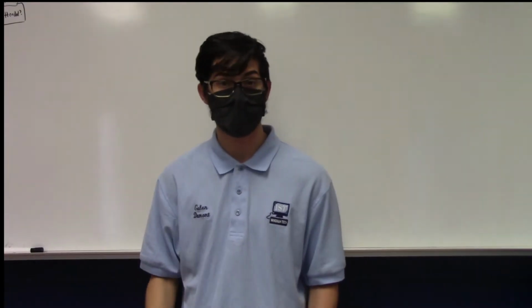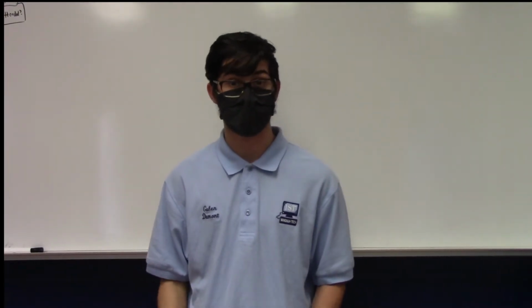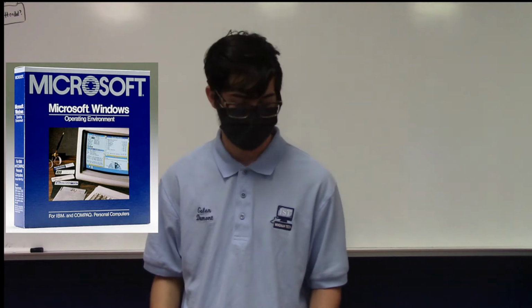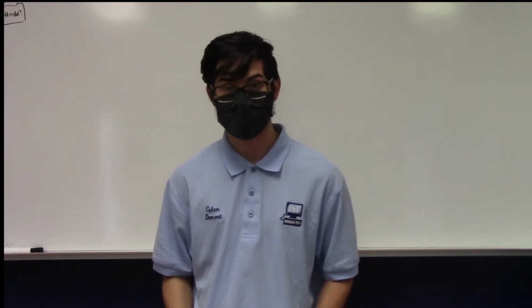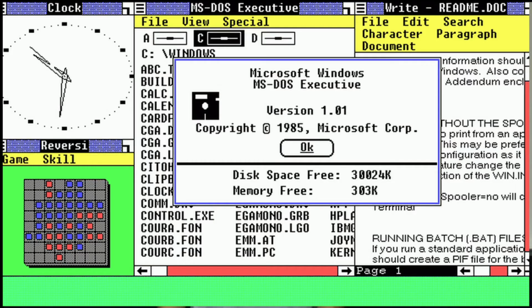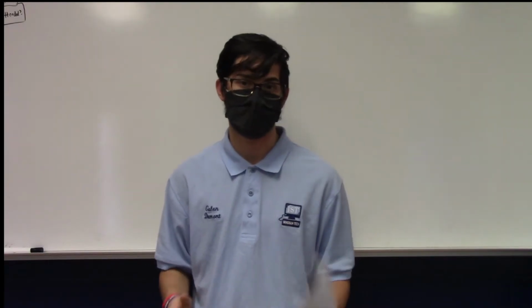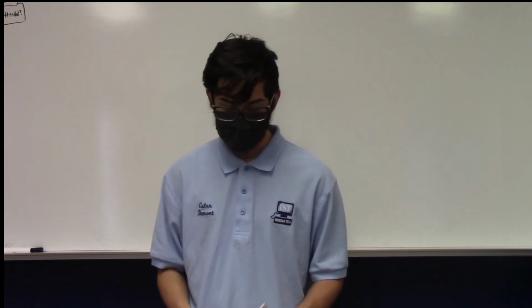It all started on November 12, 1985, when Microsoft released Windows 1.0 onto the world. Did you know that Windows 1.0 wasn't a standalone operating system? It actually was a graphical shell that ran over MS-DOS to give you more of a user-friendly interface instead of just a tedious command line, so you can actually do things properly.